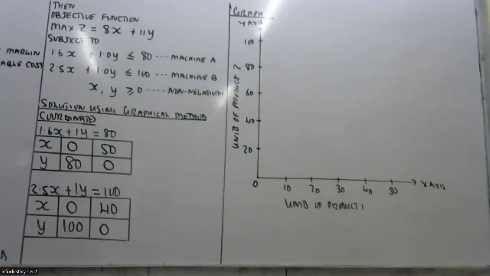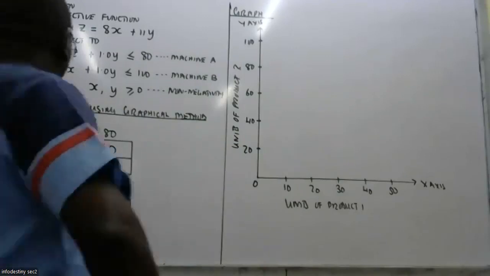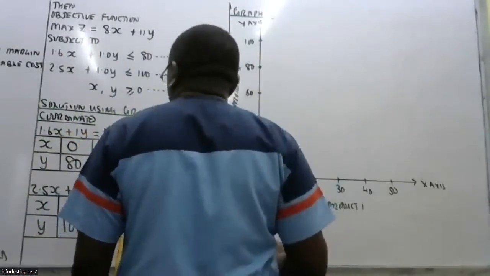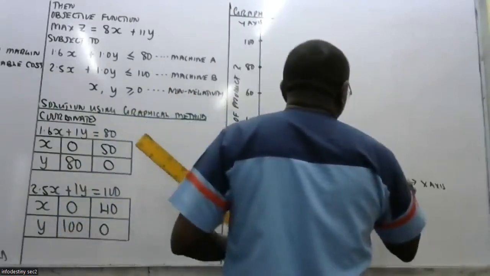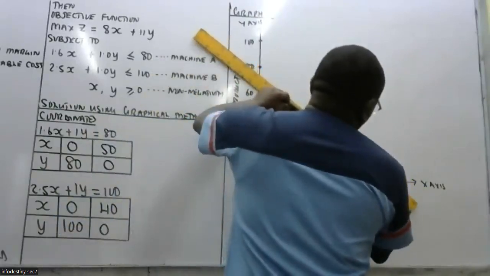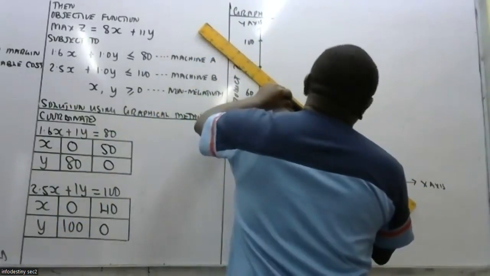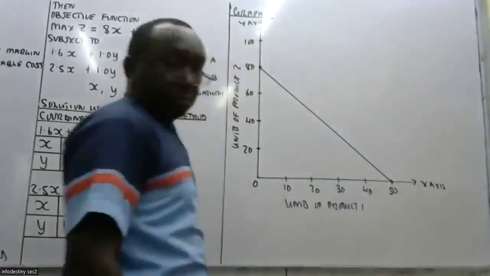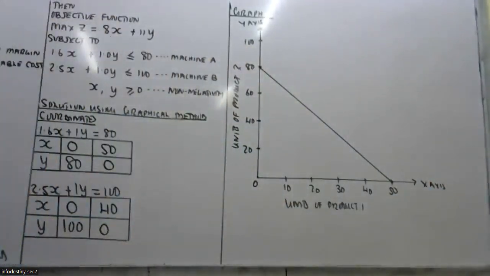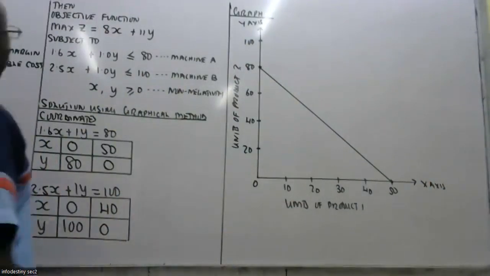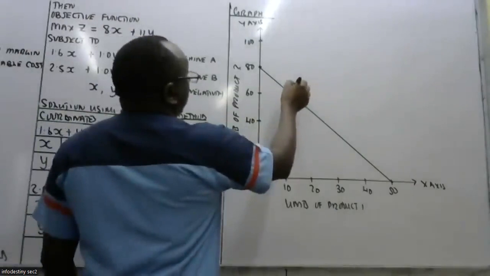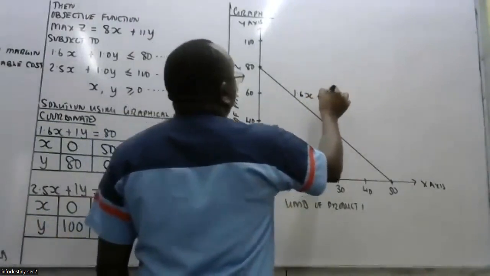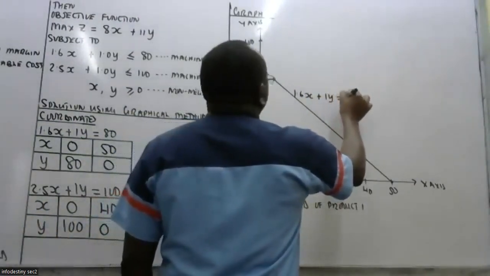We are through at that point. So you now plot. When x is 0, y is 80 here. And when y is 0, x is 50. So you connect them this way. And you label that this is 1.6x plus 1y is equal to 80.